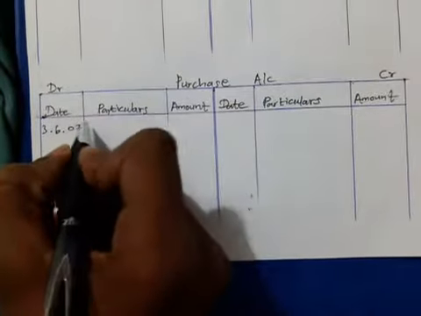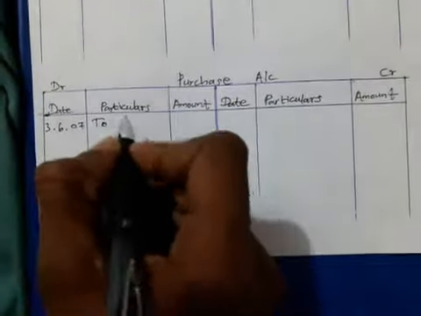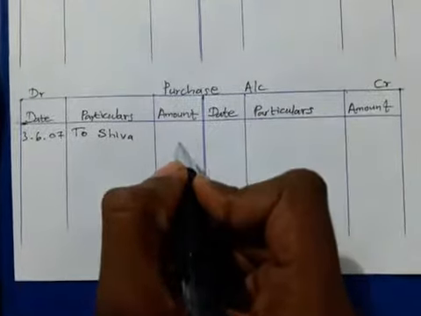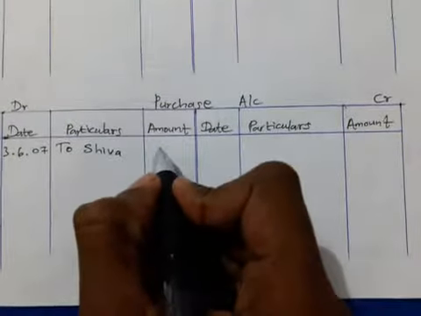3/6/2007, to Shiva account, because we have to record the opposite entry of this entry in the Shiva account, 80,000.